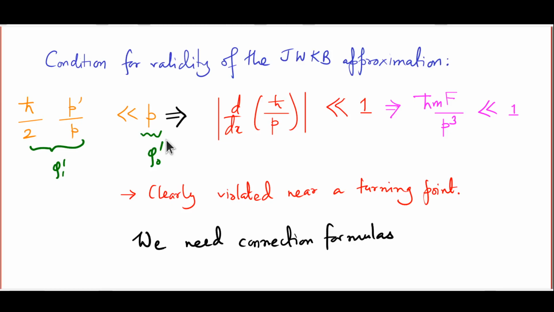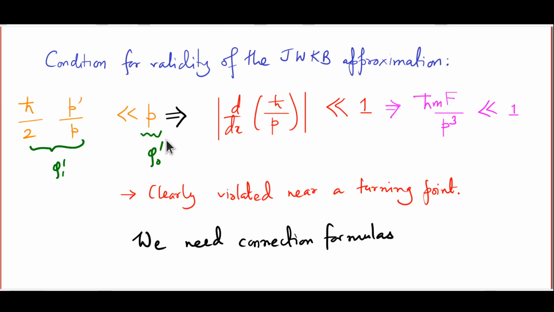So, the WKB approximation is valid wherever the force is much, much smaller than p cube in this sense. And this works as long as the potential energy is a slowly varying function, because remember, the derivative of the potential energy is exactly what the force is. But one place where this formula is definitely not going to work is where p vanishes or becomes very small. So the WKB approximation is clearly violated near a turning point.